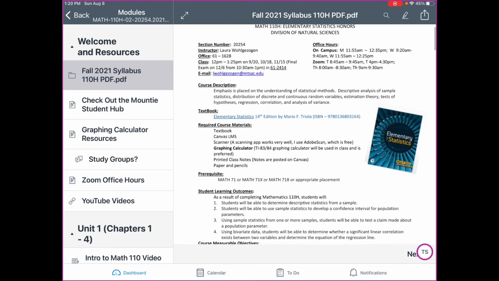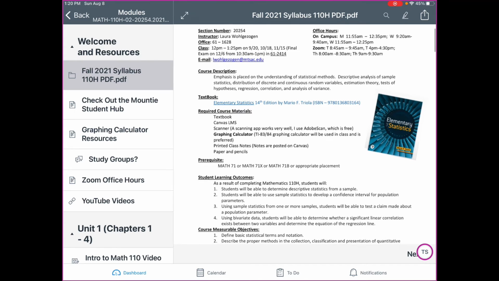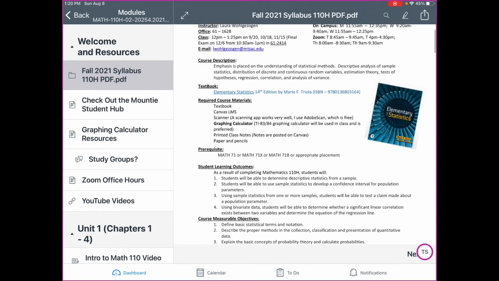So looking at our syllabus here, you first of all will notice that there's office hours. There's going to be on-campus and Zoom office hours for you to be able to go to. The on-campus ones will be held right outside my office, and the Zoom ones, the information is also posted in the Welcome and Resources module. You can see that down below.